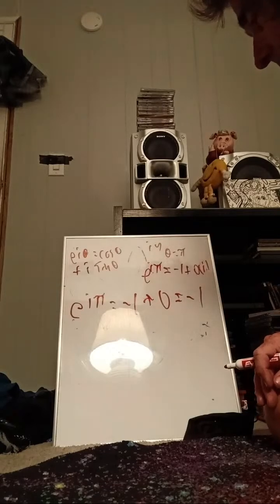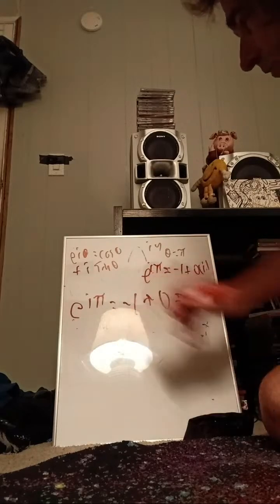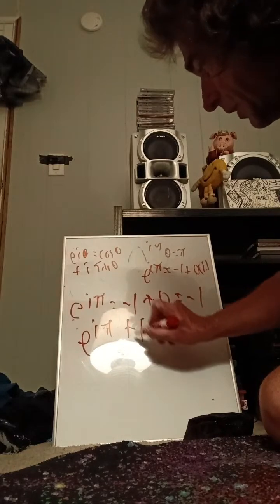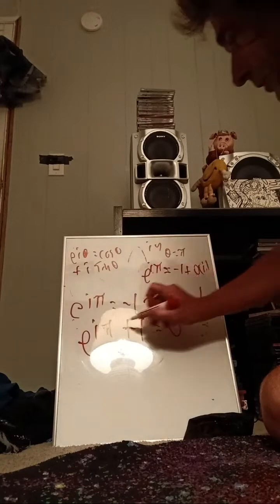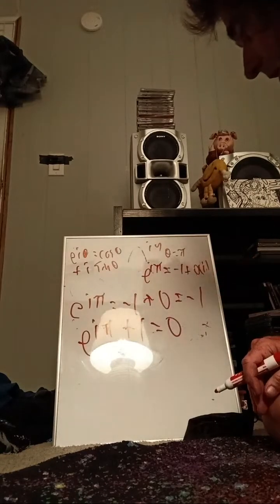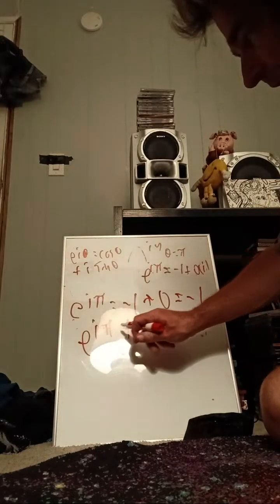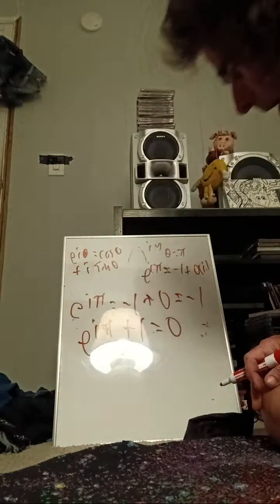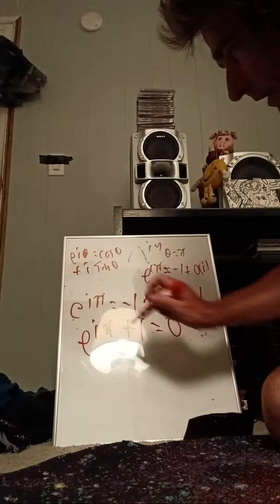Okay, that's interesting. What if I put the -1 on the other side of the equal sign? I would have e to the i pi plus 1 equals 0, because I just added 1 to both sides. That is a very interesting formula. e to the i pi plus 1 equals 0. That's called Euler's identity, and it's a very fascinating identity. I'm going to circle it here.